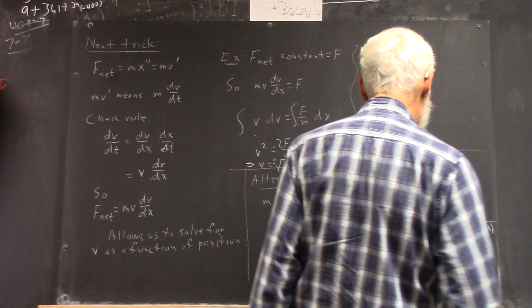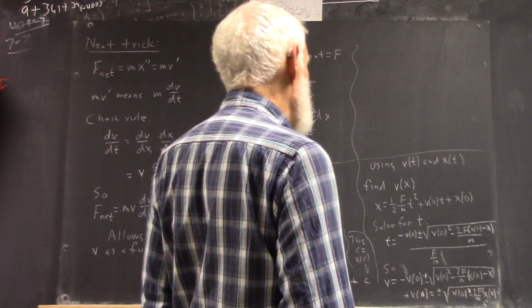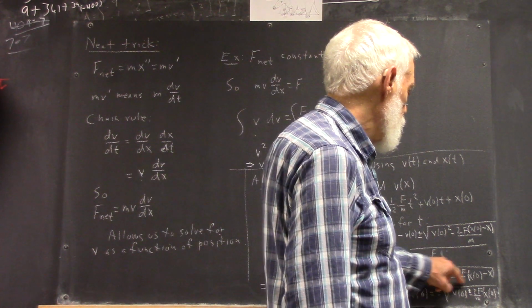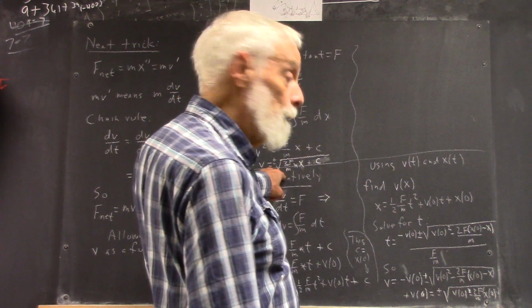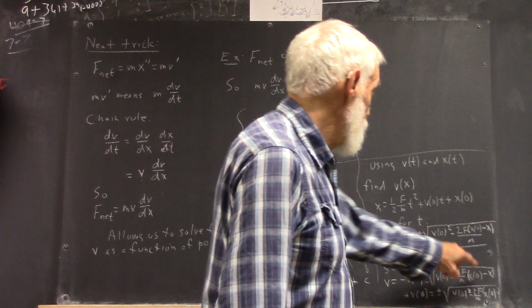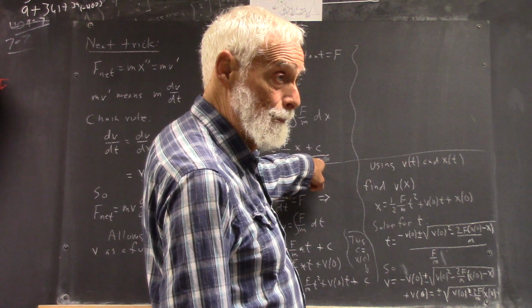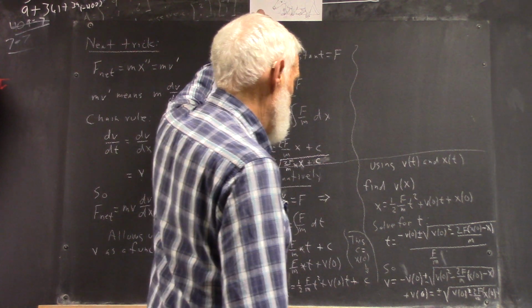Now there's not room to write it, so I'll have to write it over here. But then that gives you your 2f over m times x that you have here. Okay? And the rest of it is the integration constant here. Okay? So let me write it out more clearly.